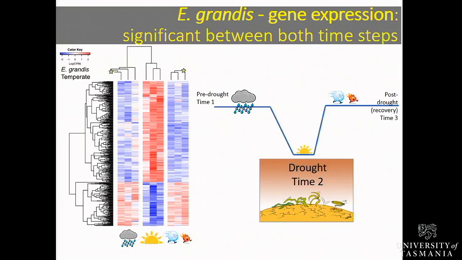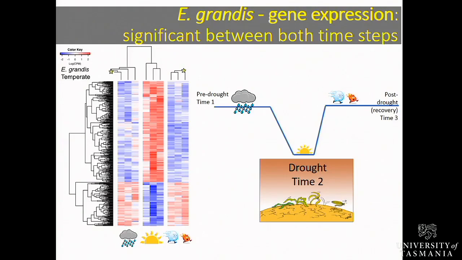There's time 1 where it's well watered. Time 2, we grow the plants in drought for a few weeks, and then time 3, recovery. This is the same heat map type pattern, but time 1 is these 3 individuals on the left, time 2 in the middle, and time 3 on the right. It shows a really nice pattern of differential expression between time 1 and time 2. So that's sort of a resistance or resilience to drought. And then those same genes are being recovered afterwards.